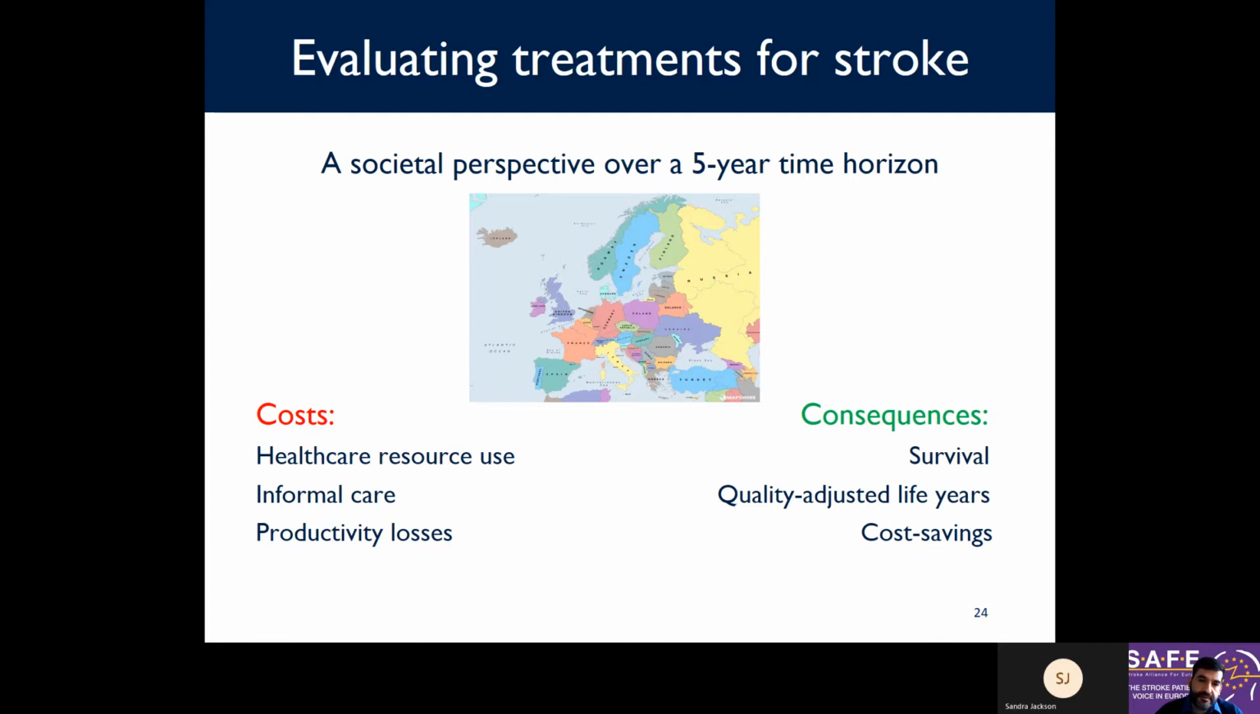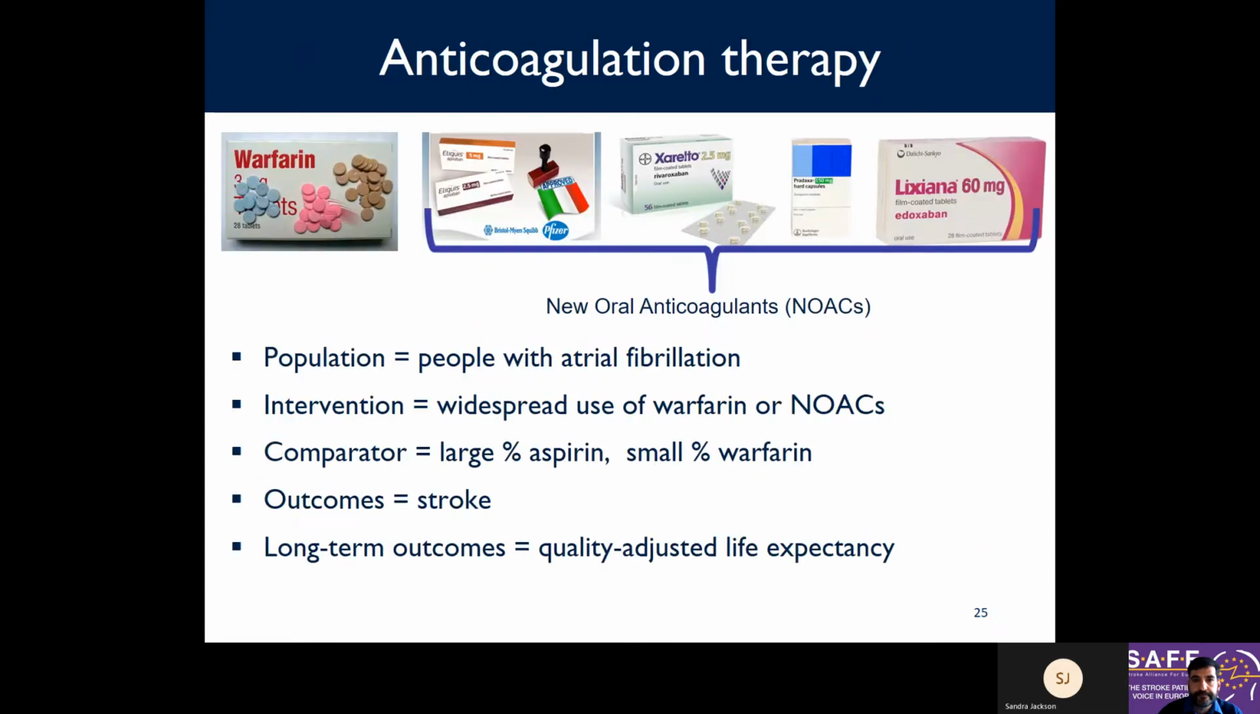So we looked at the societal perspective, i.e. we looked at all costs we've been describing earlier over a 5-year time horizon. In terms of costs, we looked at healthcare resource use, informal care and productivity losses. And in terms of consequences, we looked at the survival, then quality adjusted life years, i.e. quality life expectancy adjusted by quality of life, and also looking at the cost savings or additional cost each of these treatments might place in individual European countries and in Europe as a whole.